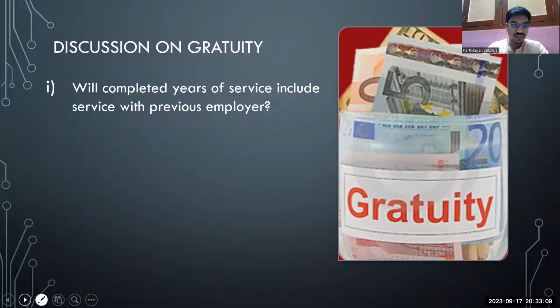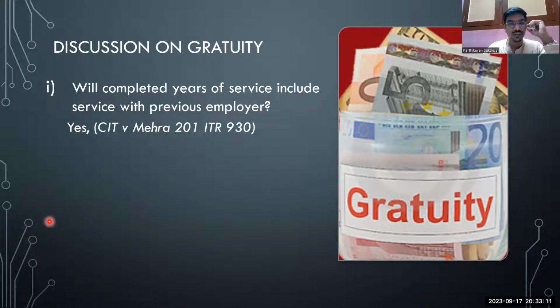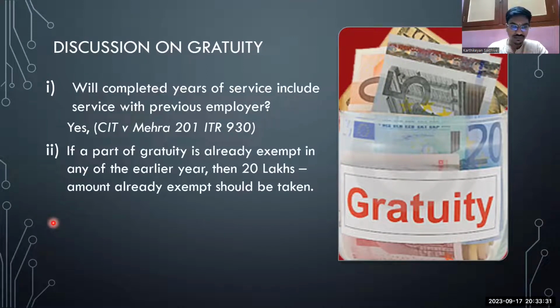Assume, for example, you are in MRF for 5 years. You are then shifting to a Big 4 company, then again shifting to a public sector company, 5 years. So basically, your completed years of service at the time you are receiving a gratuity would be 15 years: 5 plus 5 plus 5. So that is the first point. And this was held in the CIT versus Mehra case.